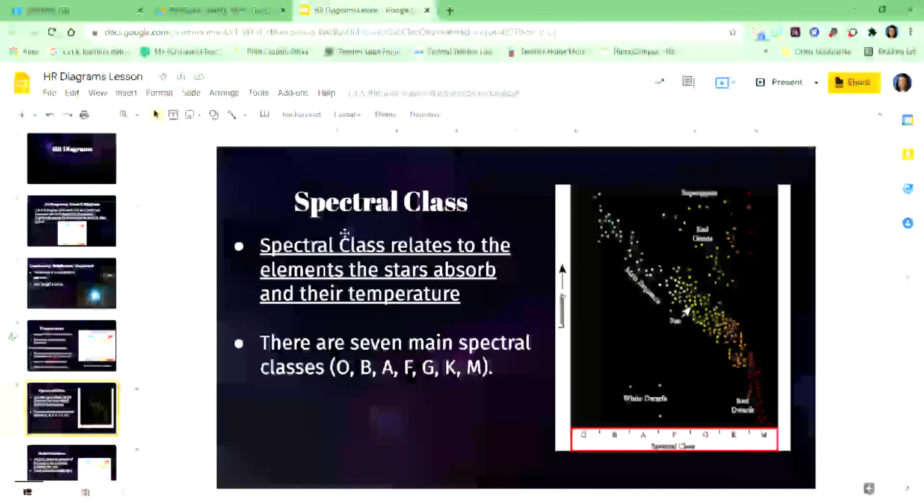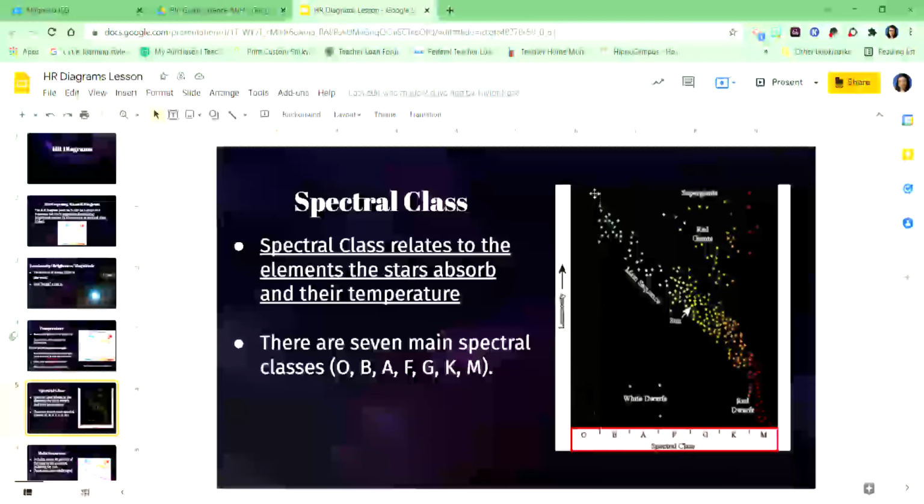So spectral class. The spectral class relates to the elements the stars absorb in their temperatures. So spectral class will also be on the bottom because it has to do with the color and temperatures. So it's O, B, A, F, G, K, and M. Every single time we ask you a question, these will be labeled for you. And it kind of just breaks it up. So if something is in spectral class K, it's going to be right here, the orangey color. If it's M, it's going to be more red. And if it's O, it's going to be blue.